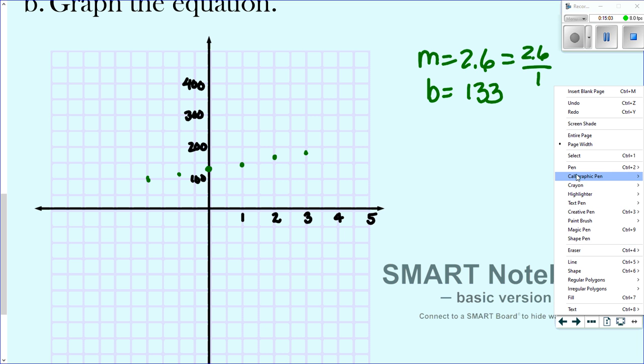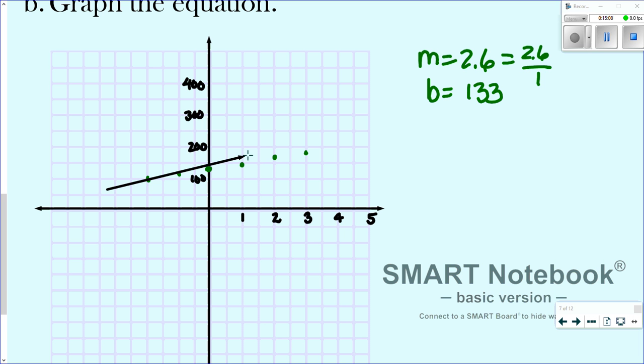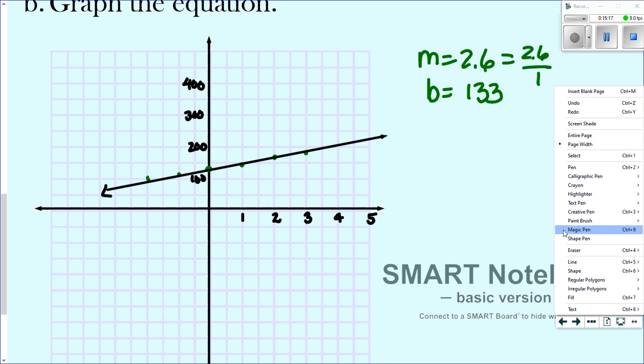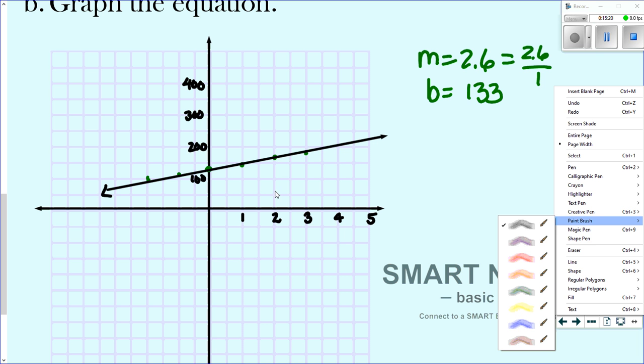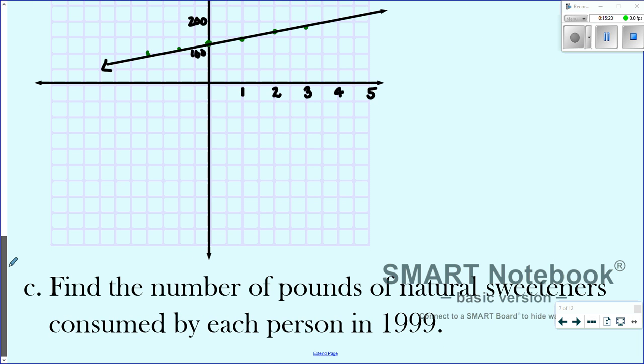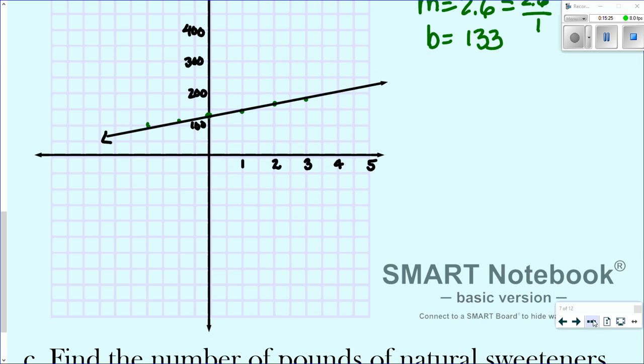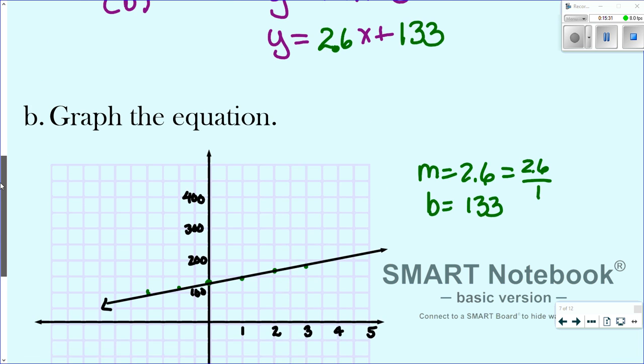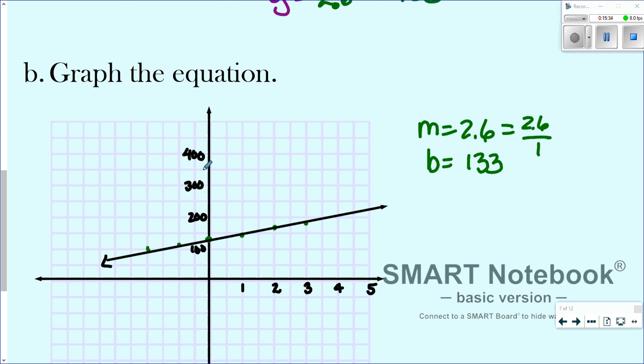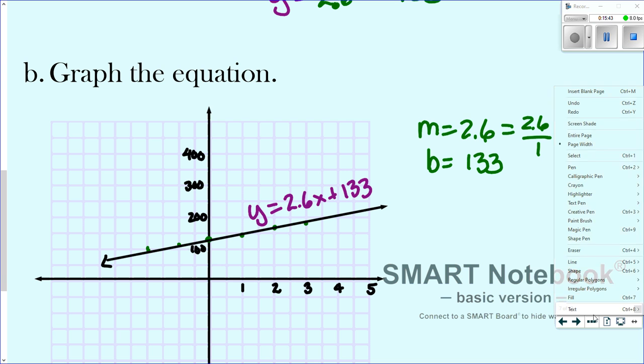Once you get enough points, then you draw the line, connecting the dots, and make sure you have your arrowheads. Then you label your graph. Make sure to use another color. Label the graph with the equation that was given, which is y equals 2.6x plus 133.